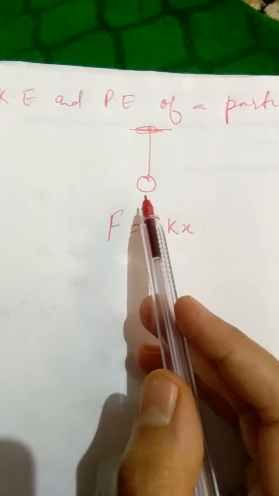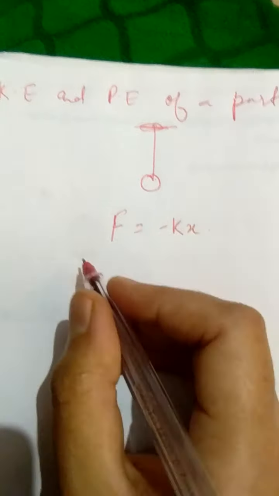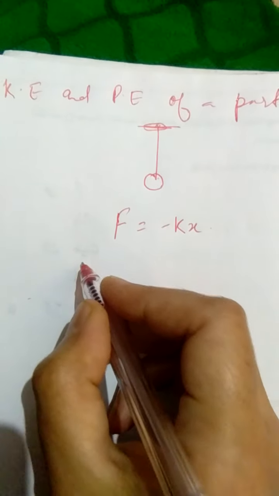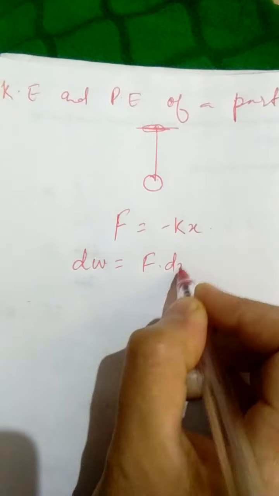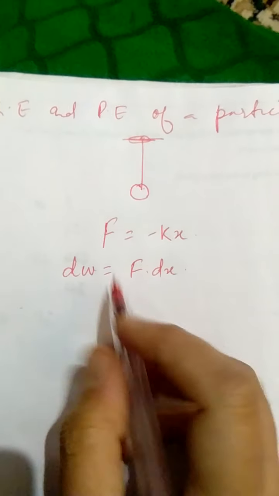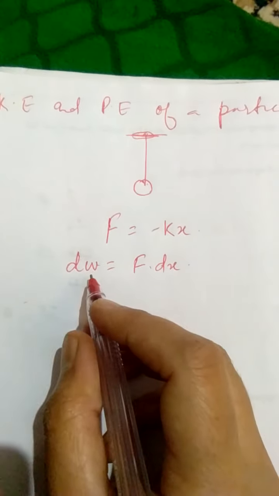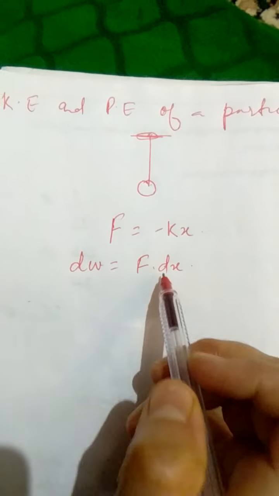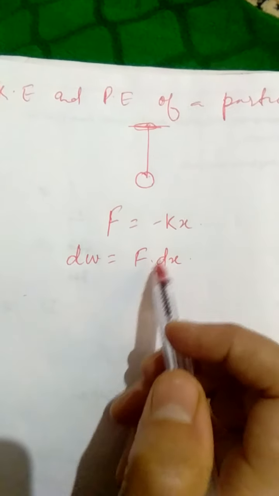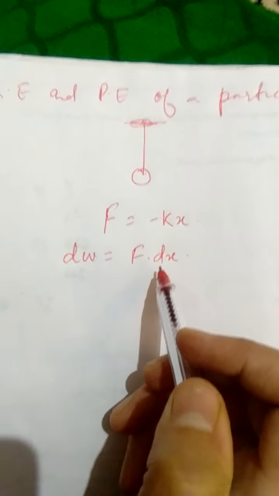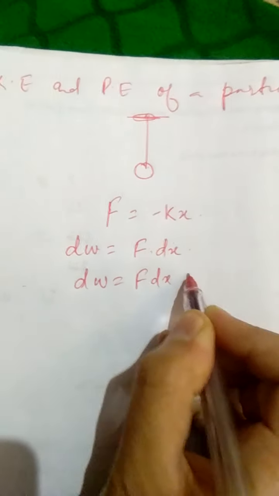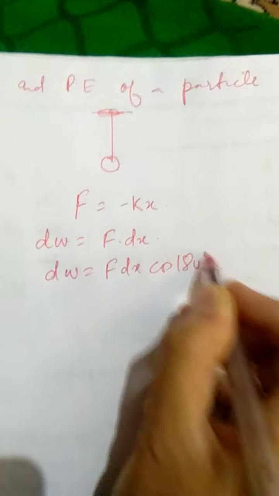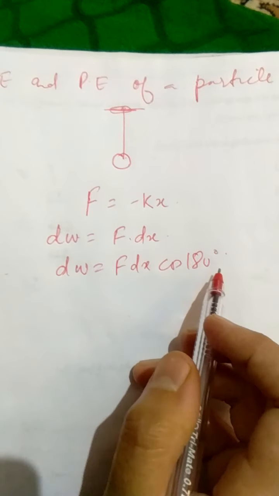Now, if we want to find the potential energy of this pendulum, we have to proceed in this manner: we will need to find the work done, dW, that will be equal to F dx. Because the restoring force and the displacement are acting opposite to each other, the angle between them is 180. So dW can be written as F dx cos of 180. We know that cos of 180 is minus 1.